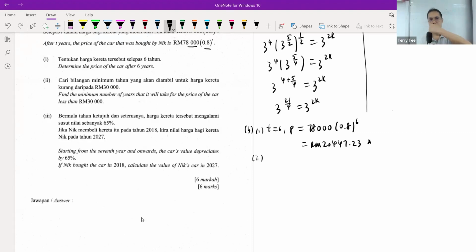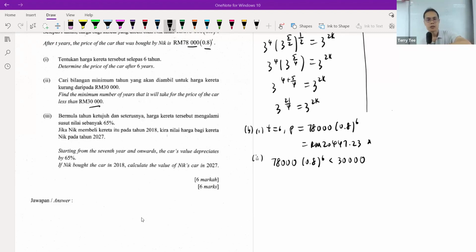Find the minimum number of years it will take for the price of the car to be less than 30,000. The price keeps dropping, and at one point it will be less than 30,000. You can see here it's just within a few years. So our job is to find the value of T.